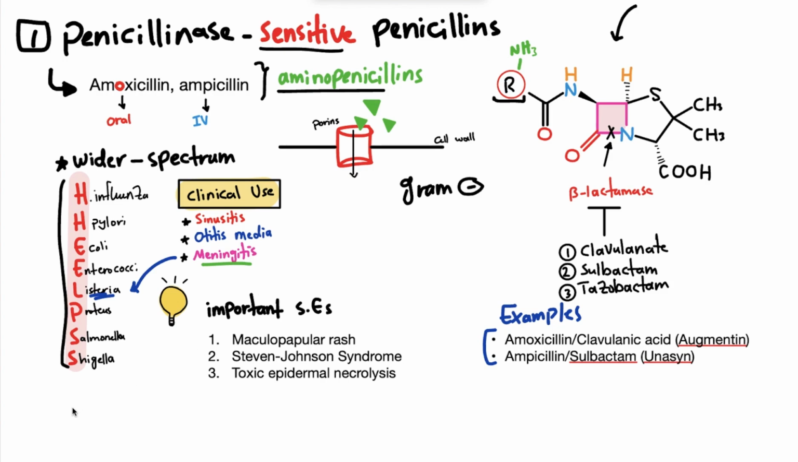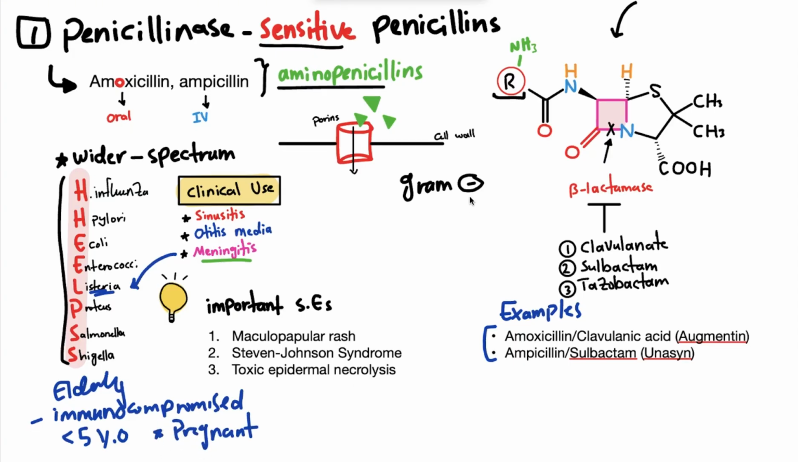Listeria is a gram-positive rod that affects mostly the elderly, the immunocompromised in general, as well as children less than the age of 5. So pediatrics, geriatrics, and immunocompromised. And another important group that we can add to these risk populations are pregnant women.